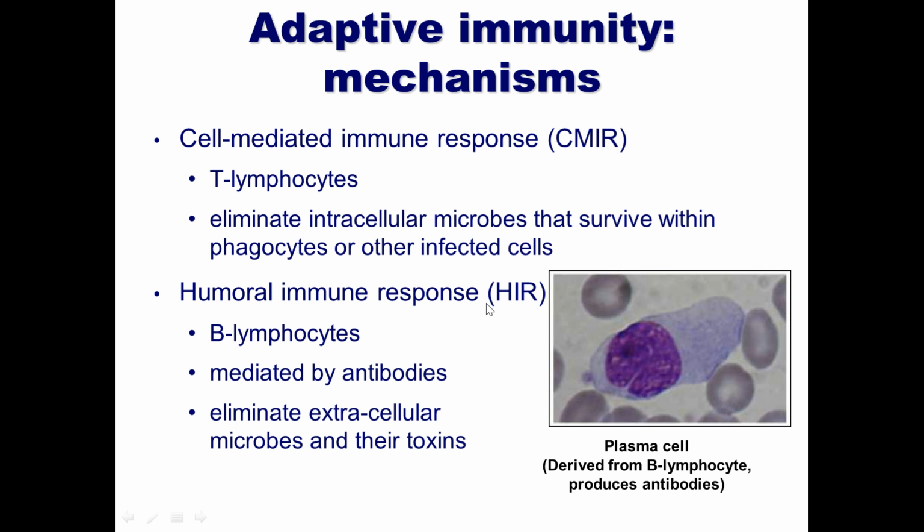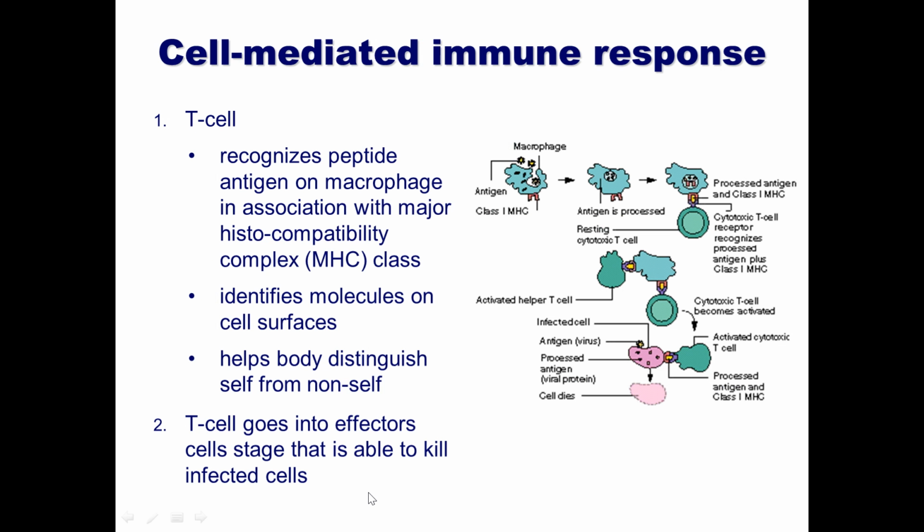When B lymphocytes differentiate, they are of two types, plasma cells and memory cells. These memory cells remember that infection later, and the plasma cells produce antibodies so that they kill that pathogen. Clear? That's why this is mediated by antibody and eliminates extracellular microbes and their toxins.